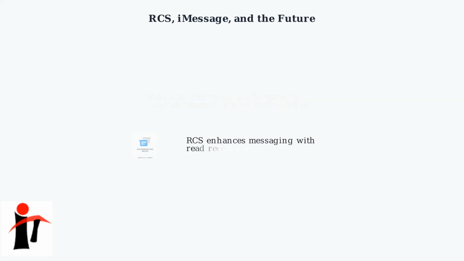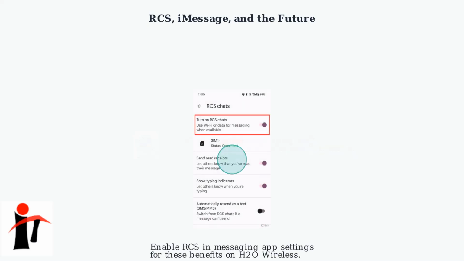H2O Wireless supports RCS, or Rich Communication Services, on compatible Android devices. RCS enhances messaging with modern features like read receipts and improved media sharing. To access these benefits, ensure RCS is enabled in your messaging app settings. This typically involves turning on RCS chats in the app's preferences.